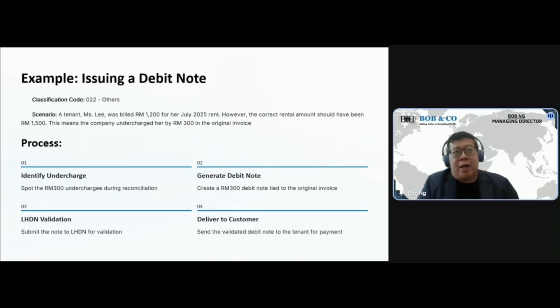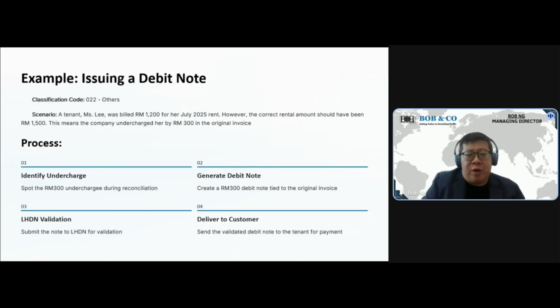Okay, and this is an example of a debit note, right? Similarly, credit note is to reduce, debit note is to increase. For example, the tenant, Miss Lee, was billed 1,002 ringgit for her rental, but you would have realized that, oh, I actually undercharged her by 300 ringgit.